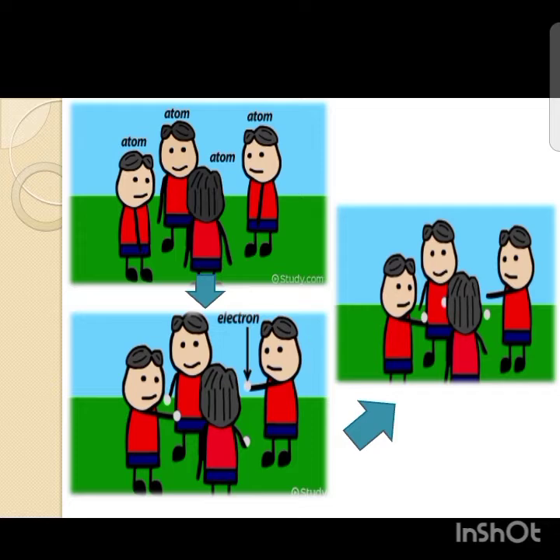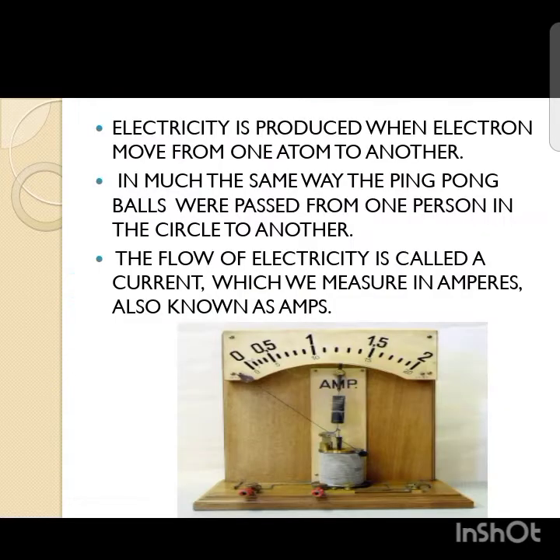For example, you can see in the first picture, electricity is produced when electrons move from one atom to another. In the second picture, the white balls in the hands are ping pong balls. Those ping pong balls are also known as electrons. In the same way, ping pong balls were passed from one person in the circle to another. The flow of electricity is called a current, which we measure in amperes, also known as amps.